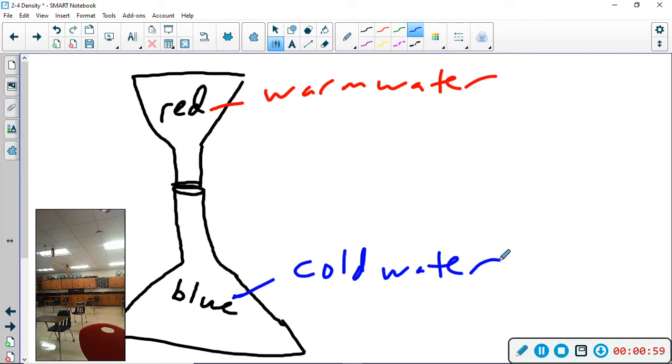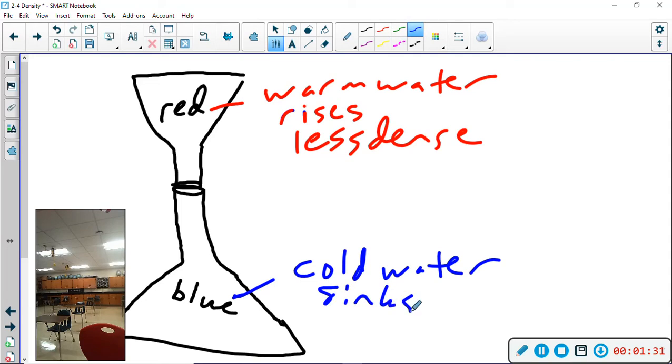Okay, and what happened, I inverted the red on top of the blue, and they stayed in place. Okay, and then after that, I turned it over so the blue was on top of the red, and then they started mixing. And the reason why they do this is warm water rises because it is less dense. Cold water sinks because it is more dense.